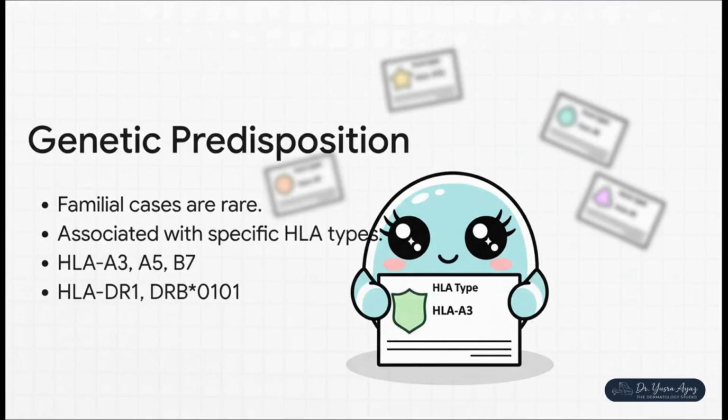First up, genetics. Now, this doesn't usually run in families, so that's rare, but there does seem to be a genetic component. Research has connected LP to specific human leukocyte antigen types, or HLA types. You can think of HLAs as the ID cards for your immune system, and it just so happens that having certain ID cards, like the ones you see here, seem to make a person more likely to develop the condition.